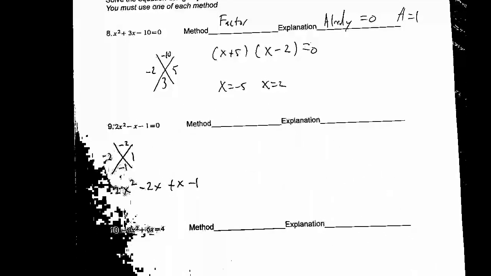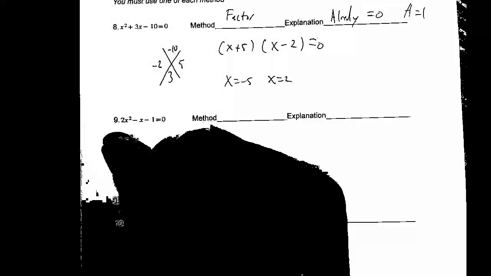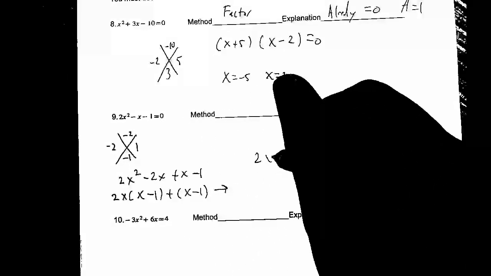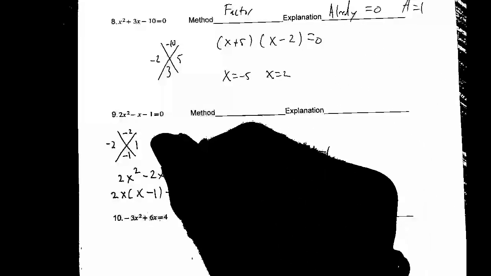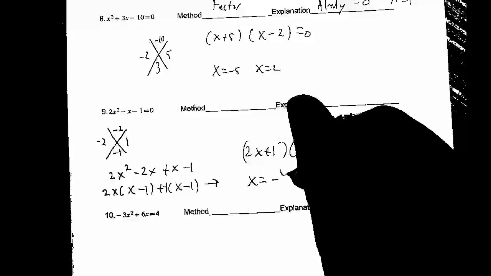So factoring would say, let's do AC/B. 2 times negative 1 is negative 2, and b is 1. Two numbers that multiply to negative 2 and add to 1 are negative 1 and 2. So we're going to split it up: 2x squared minus 2x plus x minus 1. We're going to take out 2x on the left side, then x minus 1, and then x minus 1 here. So our factors are 2x plus 1 and x minus 1, right? Because there's this invisible 1 right here. So your solutions would be x equals negative 1/2 and x equals 1. So we factored and we used that AC/B method.